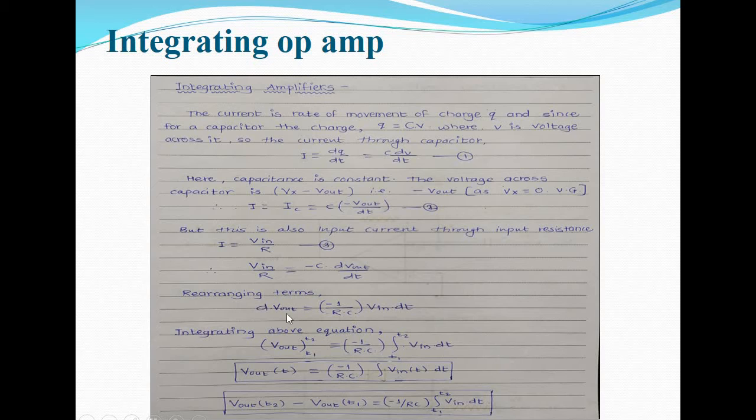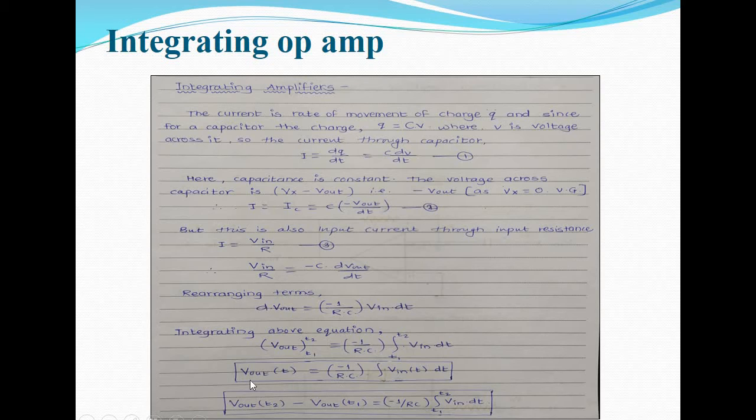Getting? So again we are going to rearrange the terms. So we will get d of voltage at output equal to minus 1 upon R multiplied by C, bracket complete, into V in multiplied by dt. So here we have to integrate the above equation from T1 to T2. So we are going to integrate this equation. Minus 1 upon RC is constant, so we are going to integrate from T1 to T2 V in dt.